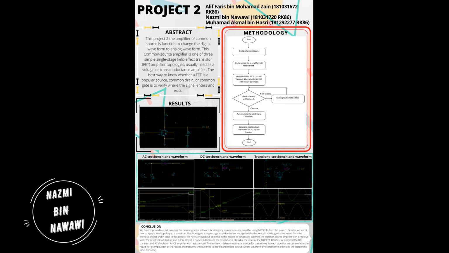The resistive load that we use in this project is named RD because the resistance is placed at the drain of the MOSFET. Besides, we analyzed the DC, transient and AC simulation for the common source amplifier with resistive load. The test bench determines the simulation for each type that we can see from the result. For example, for the transient, we have tried to get the smoothest output current waveform by changing the offset and the test bench input frequency. That's all from us.